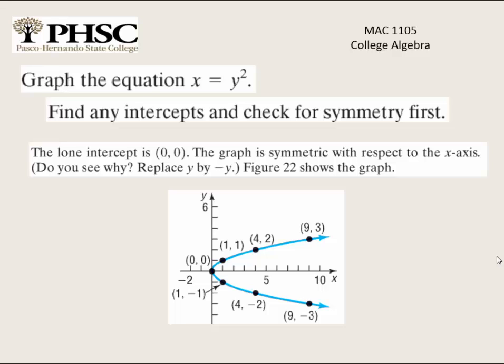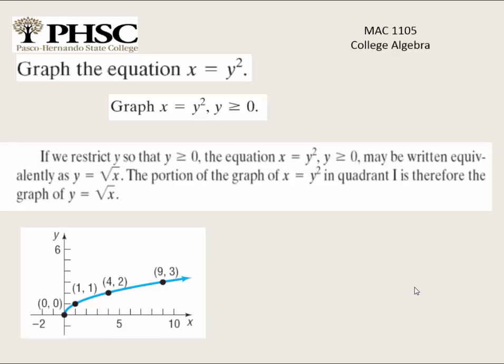So here are the points. Here's our intercept, 0, 0. So then we have 3 points on either side of the vertex, because that is the vertex. So some things that we tend to do is graph the equation x equals y squared.